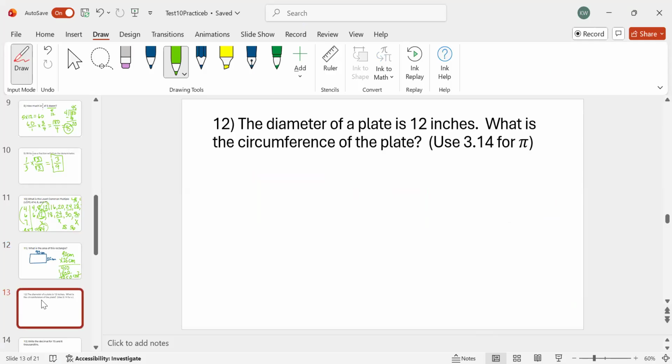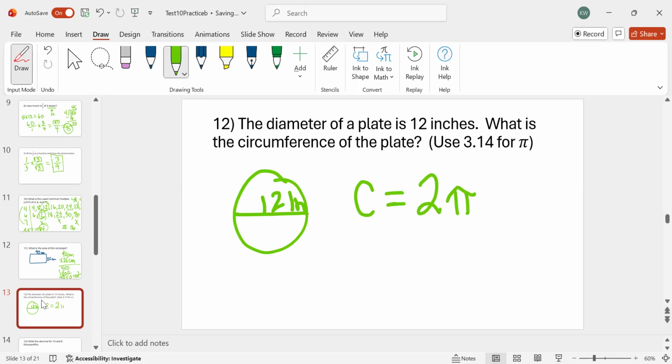The diameter of a plate is 12 inches. What is the circumference of the plate? Okay, so let's draw the plate. The diameter of the plate is 12 inches. For circumference, we have the equation: the circumference equals 2 pi r. All right, so if the diameter is 12 inches, then the radius has got to be half of that, so that's 6 inches.